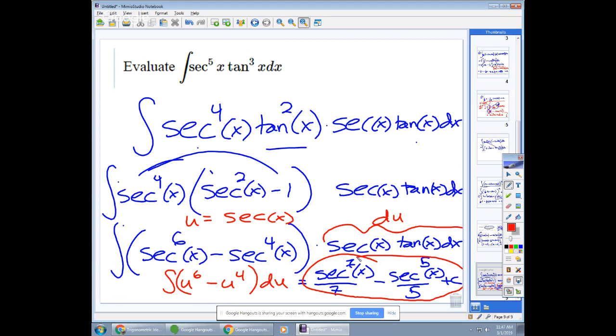And it doesn't make a difference if you were to do 1/7 times the secant. No, you can call it 1/7, yeah.